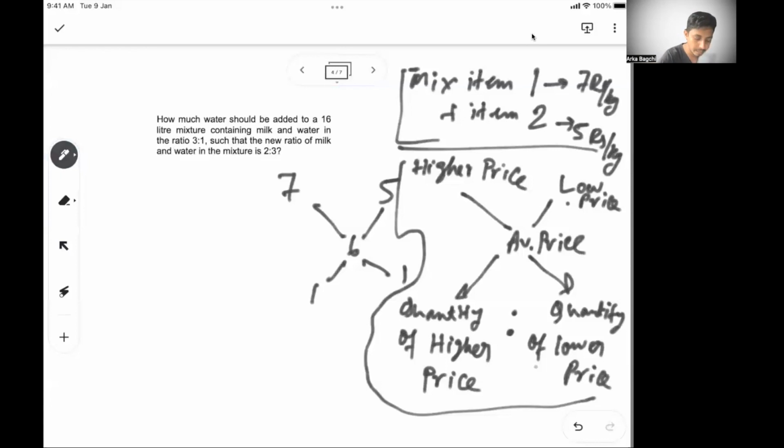Again, quickly recapping what we covered in detail in the last session. If you need more details, you can go back and see the video of the previous session, which is averages, mixtures and alligation basics, and then you will be able to relate to this much better. Let's move on. I'll just see this problem.